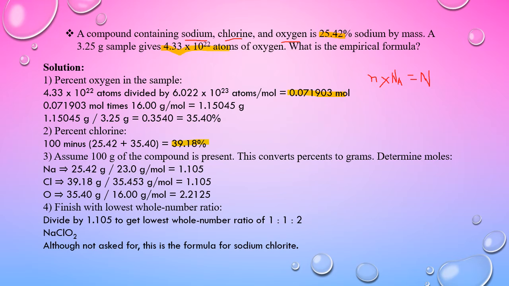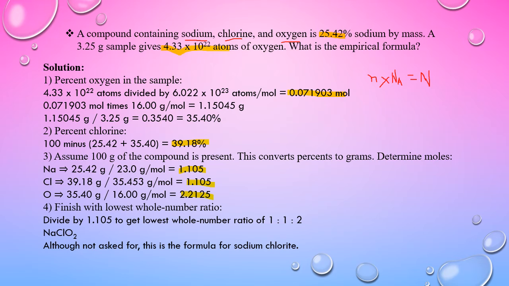So we obtain multiplied by 100, we obtain the percentage. तो अभी हम percentage of chlorine calculate कर सकते हैं. 100 minus the total of 25.42 and 35.40. You will obtain the percentage of chlorine. ठीक है, अब हमें percentage मिल गया. तो percentage मिल गया. Now we will be again calculating the number of moles, है ना.